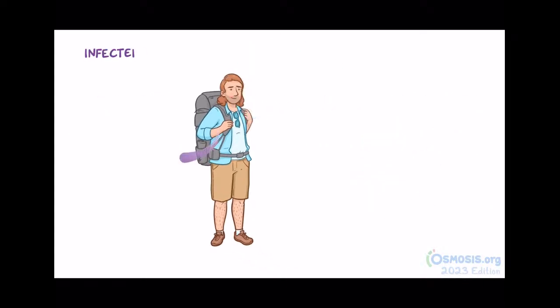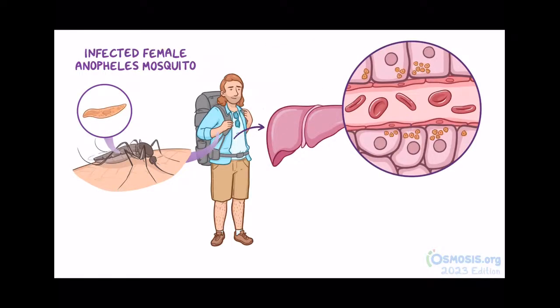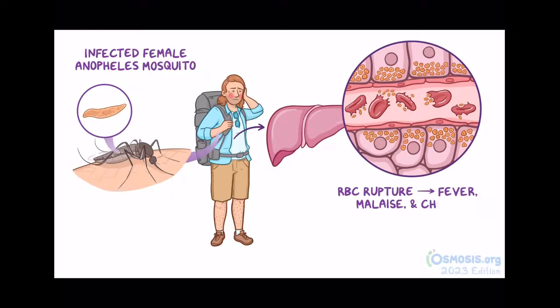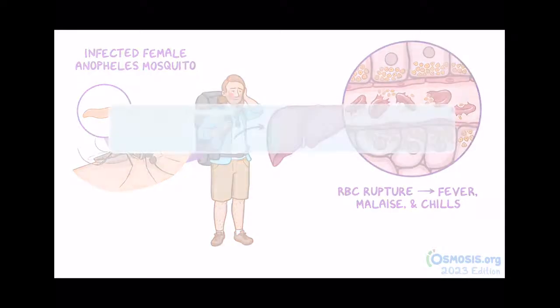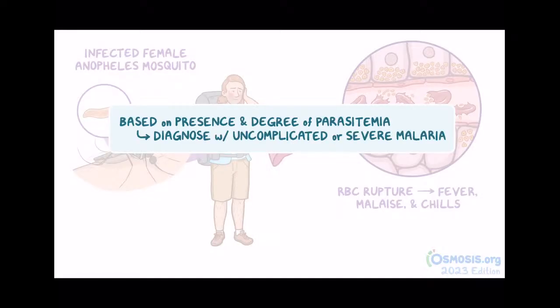Once transmitted via an infected female Anopheles mosquito, the parasites invade hepatic cells where they reproduce. Next, the parasites invade red blood cells, eventually causing their rupture and causing symptoms like fever, malaise, and chills. Based on the presence and degree of parasitemia, you can diagnose your patient with uncomplicated malaria or severe malaria.